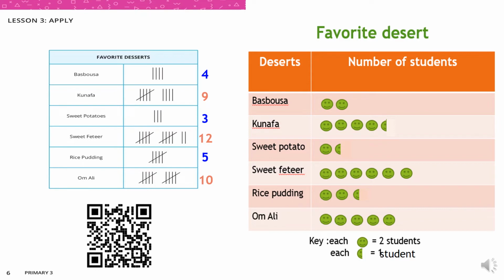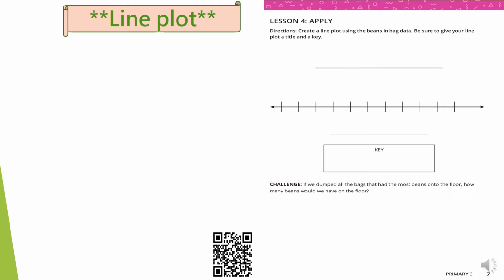We will have our key that tells me that each one smiley face equals 2 students and each half equals 1 student. In basbousa we have 4 students. How do we represent 4 using our smiley faces? Each one smiley face equals 2. So we can count with skip counting by 2 to represent our smiley faces. 4 will be 2 smiley faces. 2, 4.